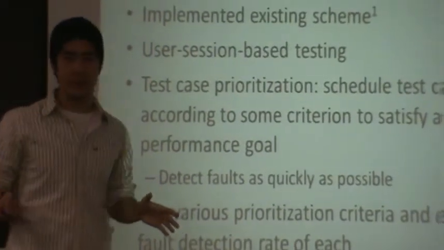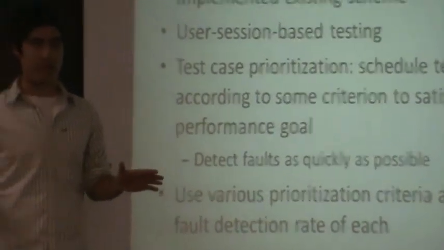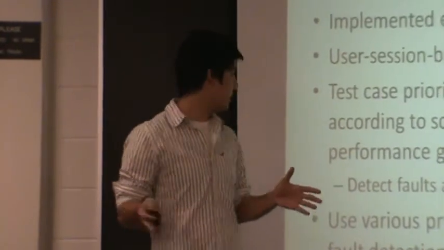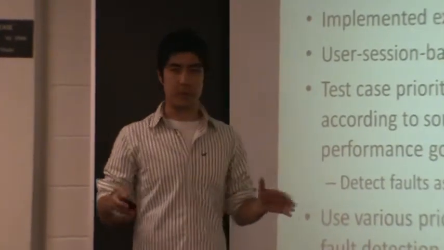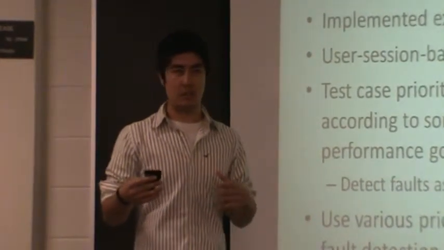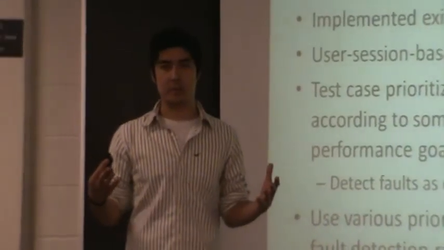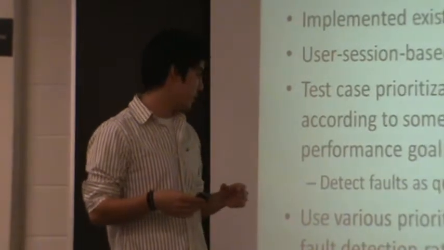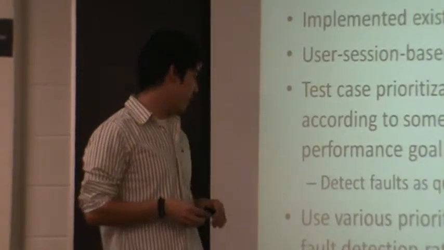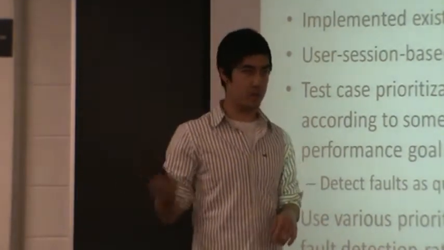So essentially what I'm doing is I'm taking a test suite made up of sessions, test cases, and I want to be able to prioritize these test cases so the most important ones are first, and so I can detect faults as quickly as possible. So I'll be using various prioritization criteria and evaluate the fault detection rate of each criteria.